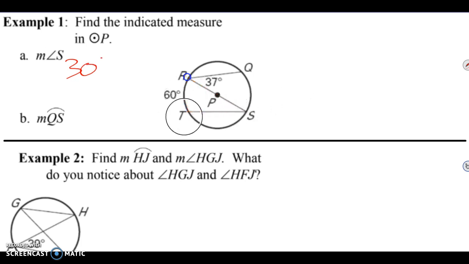For arc QS, here's that arc. The inscribed angle that is intercepting that arc is angle R. It's 37 degrees. So if we take the inscribed angle and double it, 74 degrees, we've got our intercepted arc.